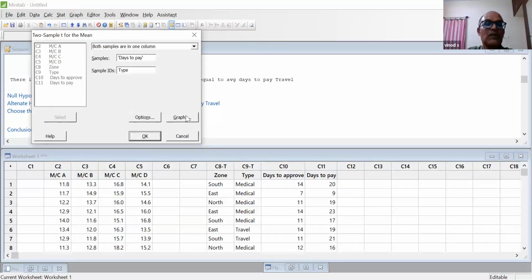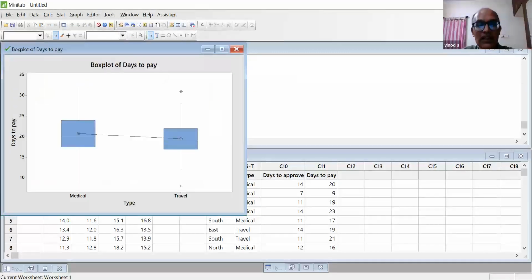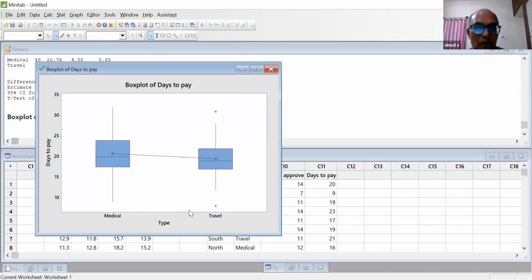Now some graph has come and you are able to see it. By looking into the graph, these are all the days to pay: 10 days, 15 days, 20, 25, 30, 35 days. The days are given on the y-axis. And there are two groups. Group 1 is medical, group 2 is travel. Now, by looking into this graph, can anyone say which is taking more time? Medical. Medical takes more time.